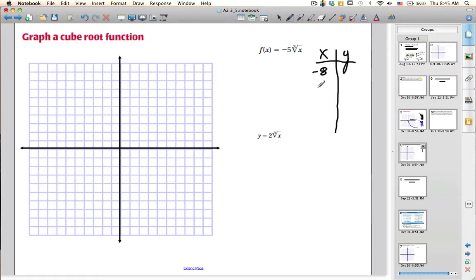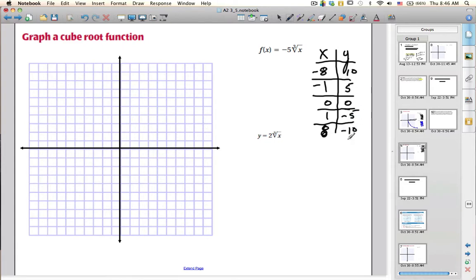-8 is the cube of -2. -1 is the cube of -1. 0 is the cube of 0. 1 is the cube of 1. And 8 is the cube of 2. So these are all perfect cubes. When I go ahead now and plug these into my equation, the cube root of -8 is -2 times -5 is 10. The cube root of -1 is -1 times -5 is 5. The cube root of 0 is 0 times -5 is still 0. 1 times -5 is -5, and 2 times -5 is -10.